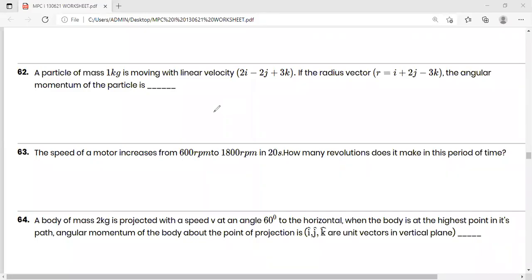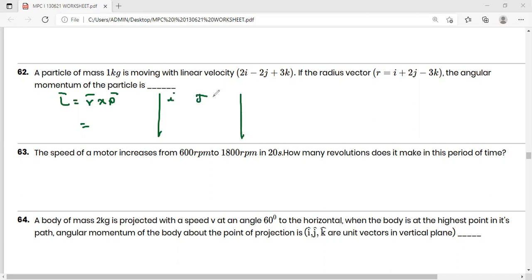Question number 62. A particle of mass 1 kg is moving with linear velocity 2 i cap minus 2 j cap plus 3 k cap. So linear velocity v bar equation was given. If the radius vector r bar is given, find the angular momentum of the particle. And we know that here angular momentum L bar is equal to r bar cross p bar. P means momentum only.